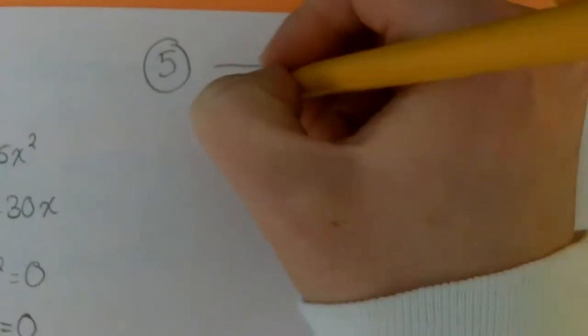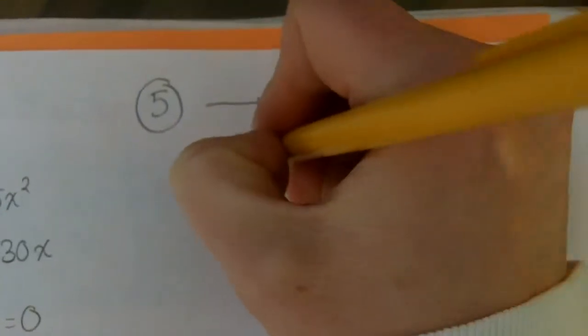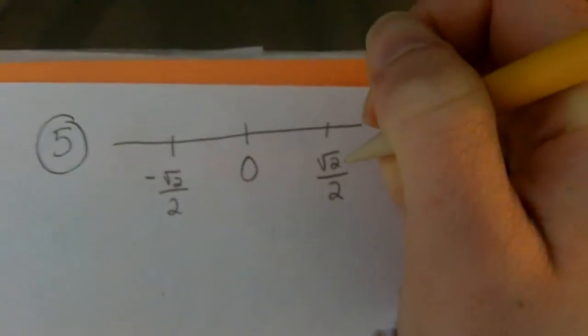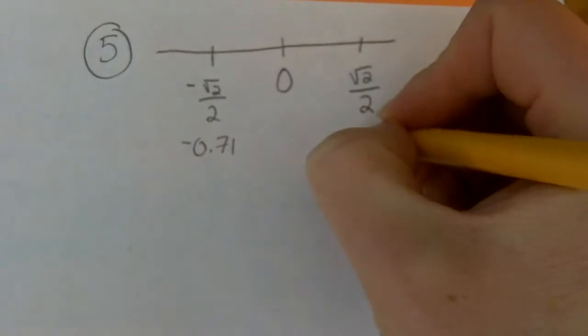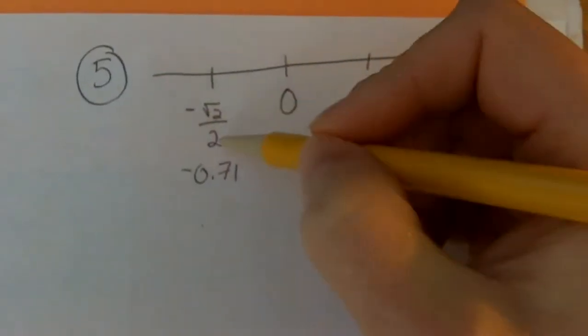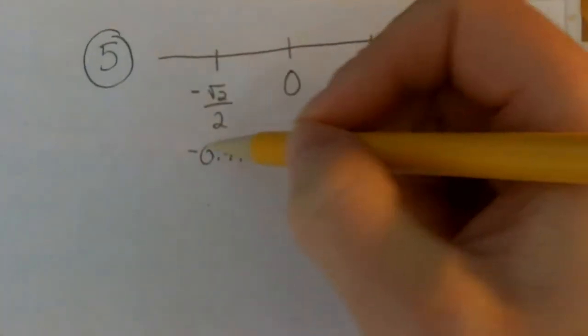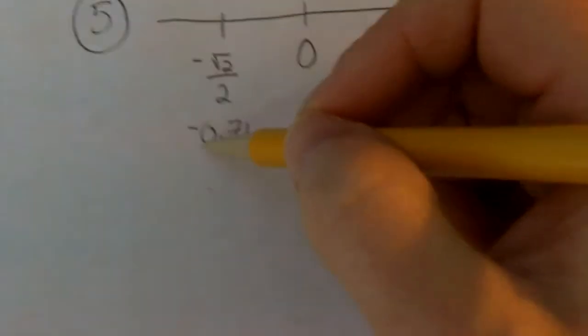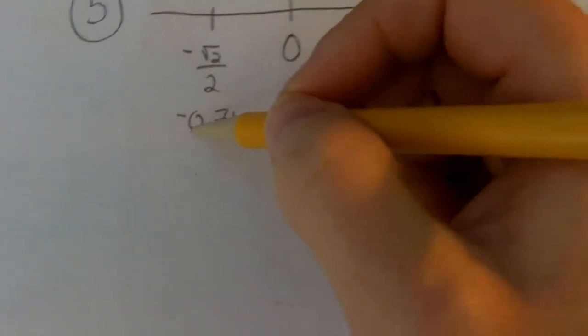So let's say we have 0, and then negative root 2 over 2, and then positive root 2 over 2. Now, just so you know, negative root 2 over 2 is approximately negative 0.71, so this is positive 0.71. Just so that it'll make it easier for you. If you plug in a number to the left of negative 0.71, well, we already kind of plugged one in when we plugged in negative 1 over here. So we ended up with a positive number, so this is going to be a plus.